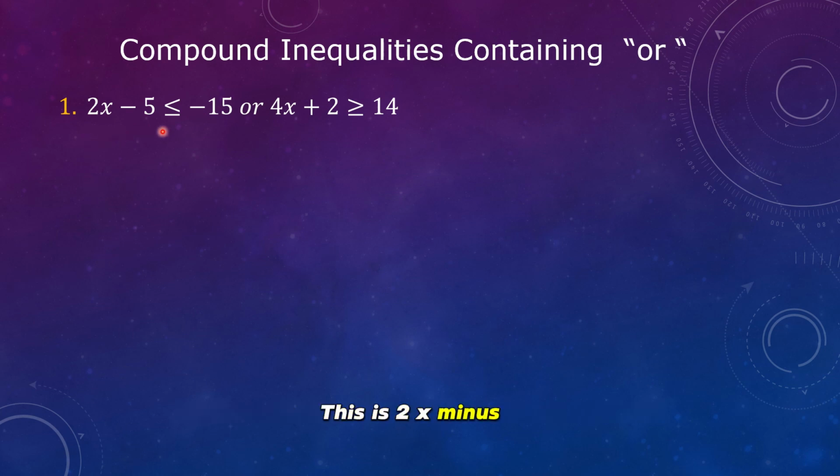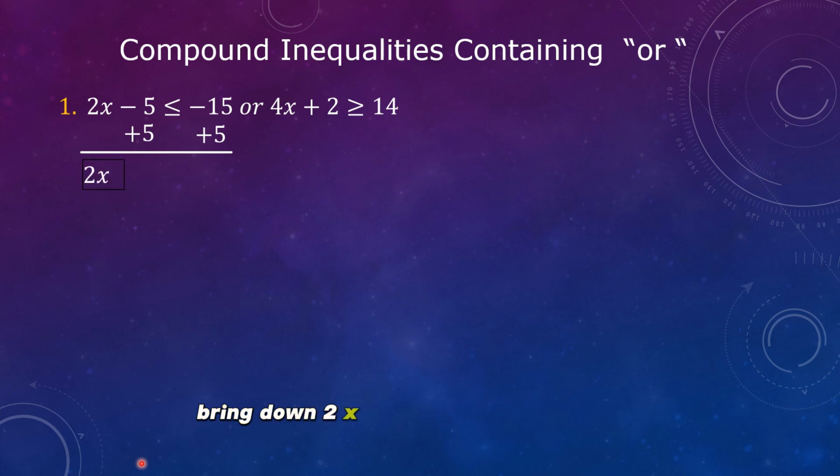This is 2x minus 5. The inverse operation of minus or subtraction is addition, so we are going to add 5 to both sides of the inequality. So plus 5, plus 5. Bring down 2x. Negative 5 plus 5 is 0, so let us not write 0 anymore. And then it is less than or equal to negative 15 plus 5, which is negative 10.